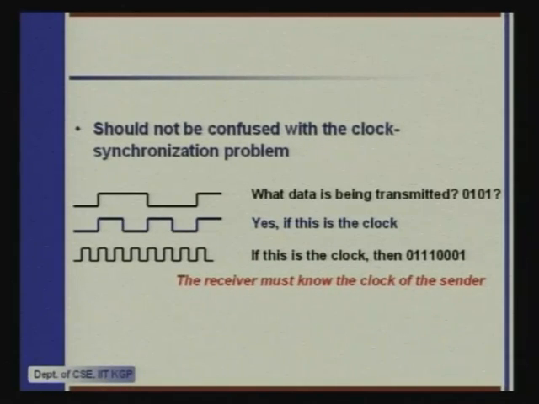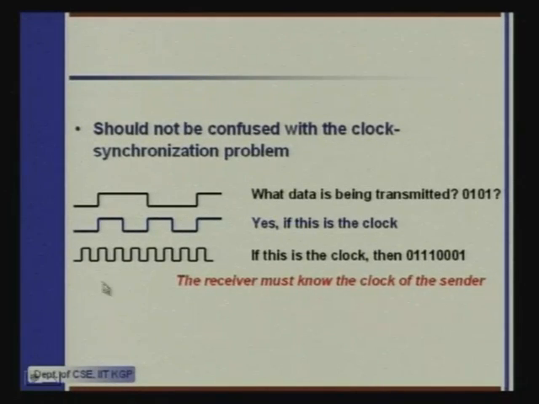So, when you are transmitting data across the network from one node to the other, if you just transmit the signal, then you do not know what the data is unless you know what the clock is. Now, if the clock of the sender and the clock of the receiver are not synchronized, then you will read wrong data. That is the clock synchronization problem, where you want to synchronize the two clocks so that the receiver is able to read the data correctly.